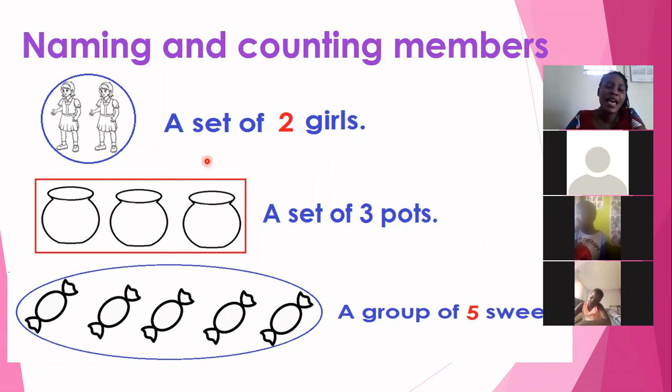We got another example. Check on your screen where I'm pointing. We have a set, and in that set we have pots.